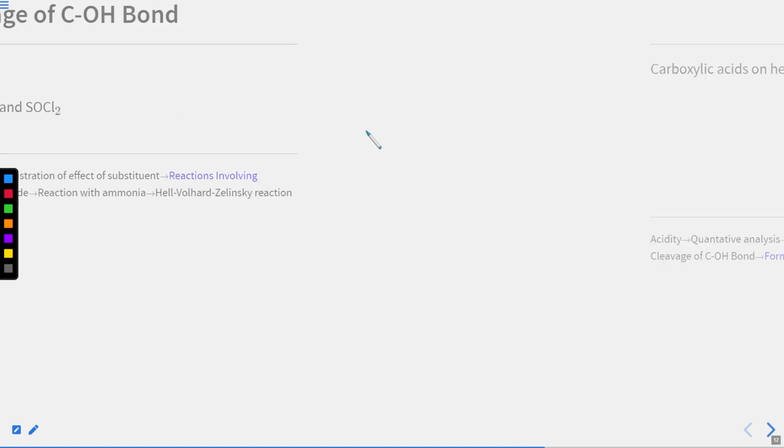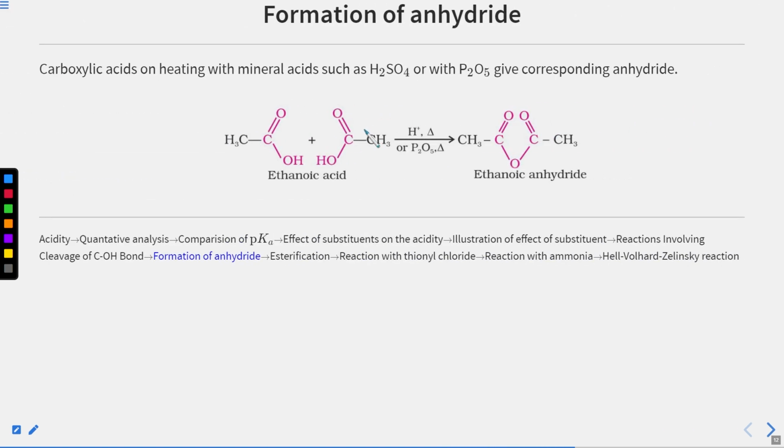So let us first start with the formation of anhydride. So what are we doing? We are taking 2 moles of acetic acid.